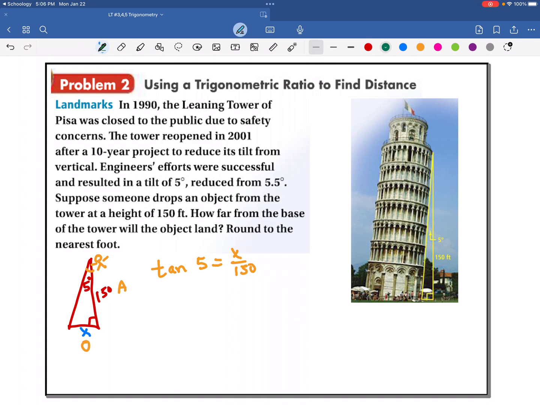It's a simple equation. Keep in mind, tangent of 5 stays together. You can't separate those, and we're going to multiply both sides by 150. So we're going to type in 150 times tangent of 5, which equals 13.123. And that's about 13 feet. It's quite a ways away.